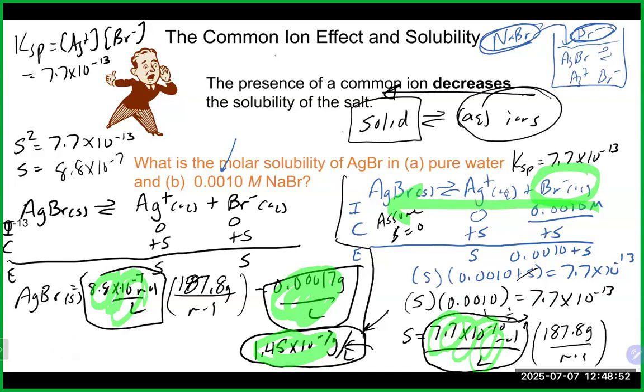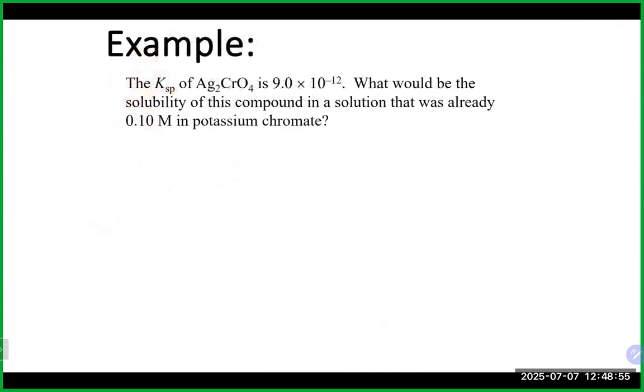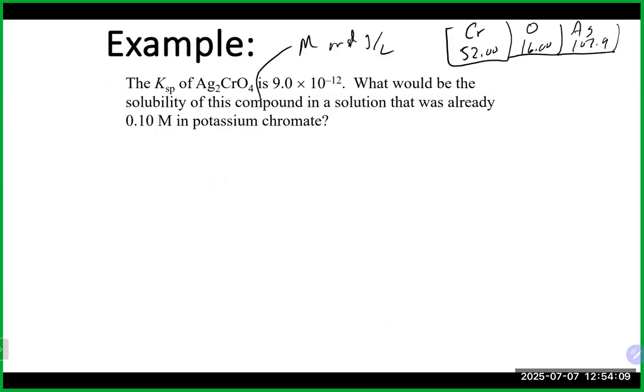All right, so why don't you try one here? The Ksp of silver chromate is 9 times 10 to the minus 12. What would be the solubility of this compound in a solution? Okay, so let's take a look.